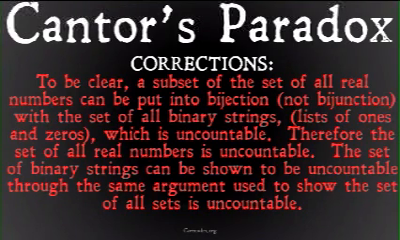Some great commenters noticed this. I was trying to oversimplify some things, and I got some things incorrect. To be clear, a subset of the set of all real numbers can be put into bijection, not bijunction, with the set of all binary strings, lists of ones and zeros, which is uncountable. Therefore, the set of all real numbers is uncountable. The set of binary strings can be shown to be uncountable through the same argument that was used to show that the set of all sets is uncountable. Like I said, I just did something of an oversimplification, and a lot of people rightly caught that as incorrect.